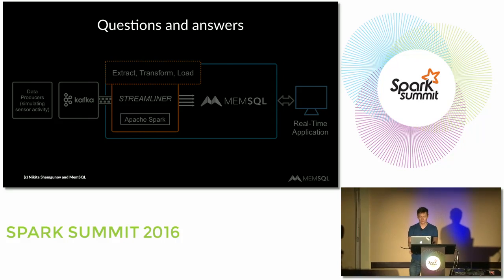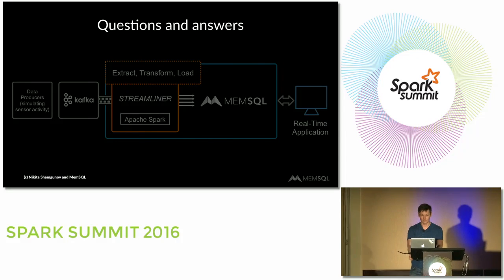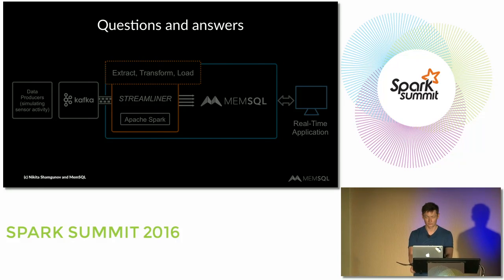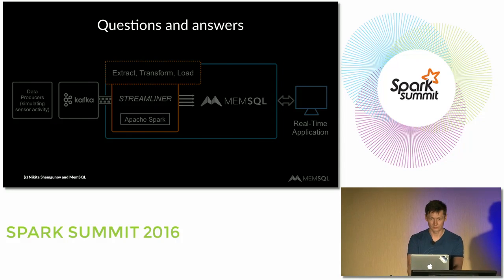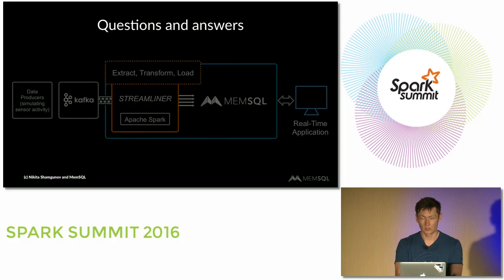I'm just curious, you were using Spark specifically to score the incoming data. Is that what you were doing? So the Kafka consumer is actually in Streamliner, correct? That's implemented in Streamliner as a function?